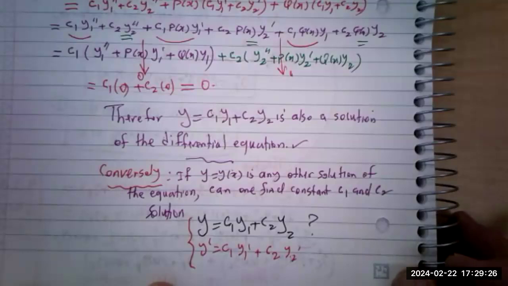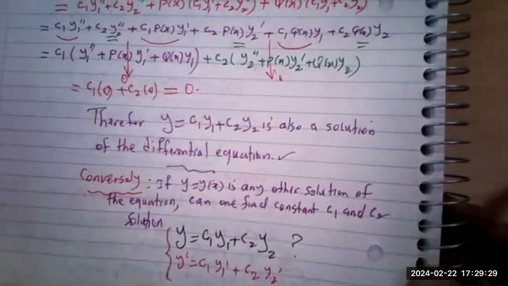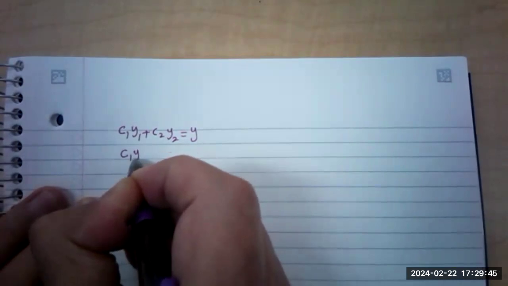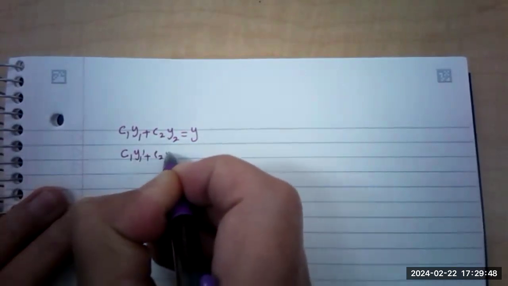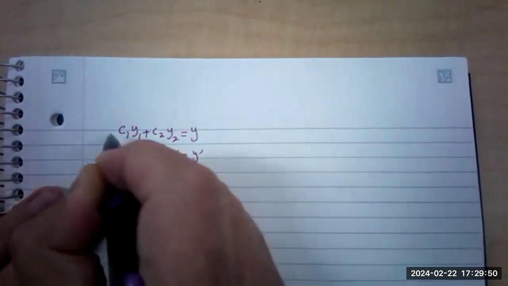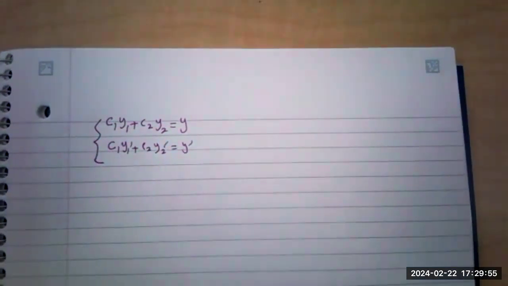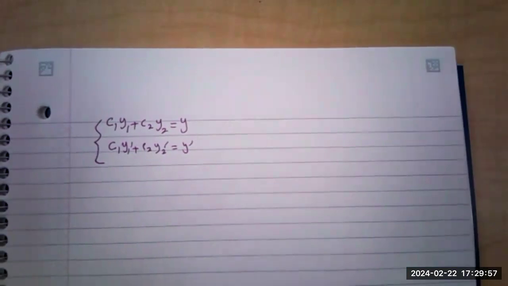There are different ways to solve this one. Any suggestion? I rewrite it here and solve it because we need the formula that we're going to find. So there you are: C1 y1 plus C2 y2 equal to y, and C1 y1 prime plus C2 y2 prime equal to y prime. If you want to solve a system of two equations, two variables, which method can we apply?